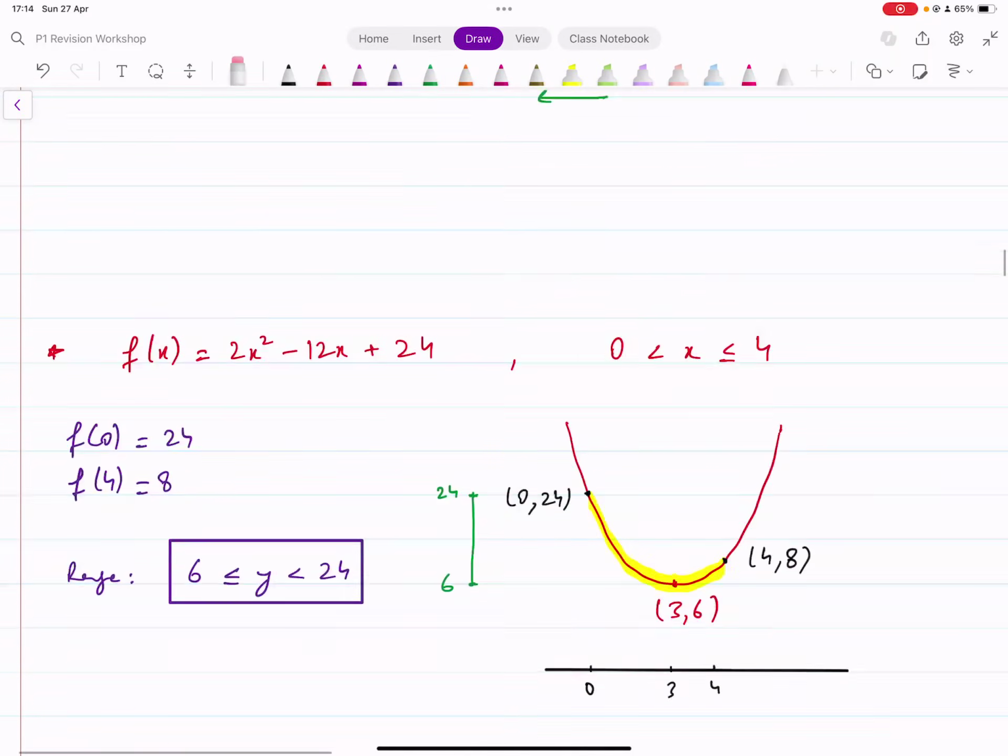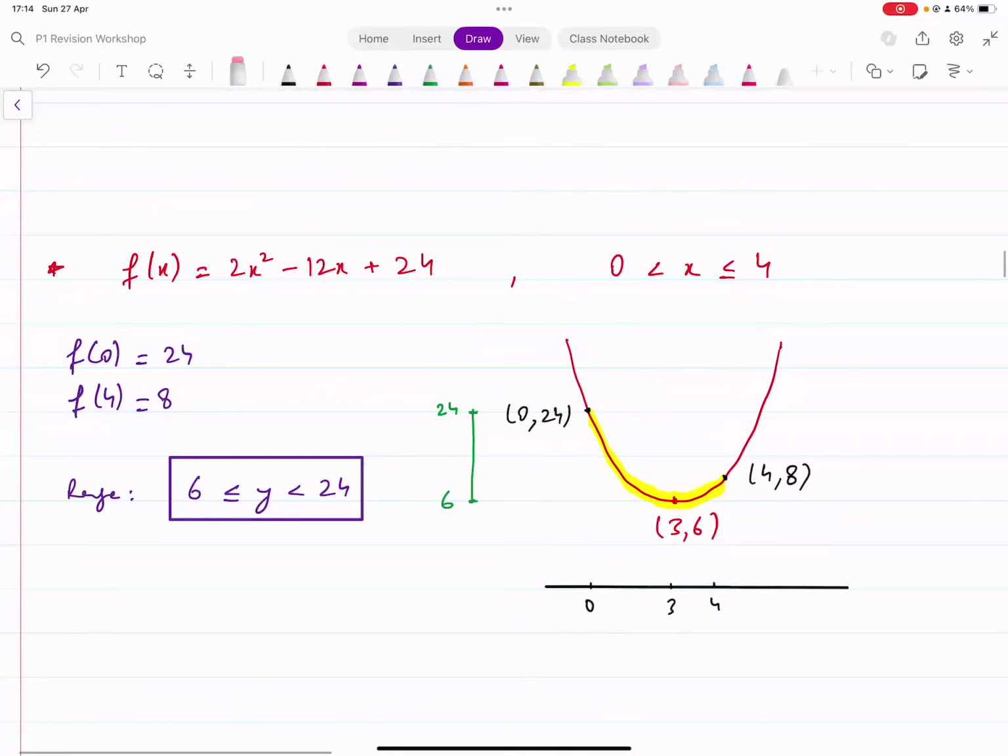Okay. Let's take one last example in this, or the second last example. The domain is x between 0 and 4. Okay, so now one of these points is on the left side of the turning point, 0. The other point is on the right side of the turning point, 4. So this is one point, this is another point. You find the corresponding values of y at both of them. They turn out to be 24 and 8.